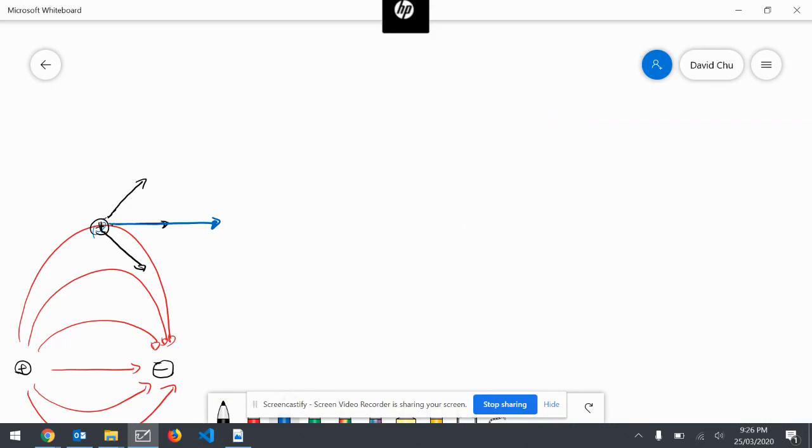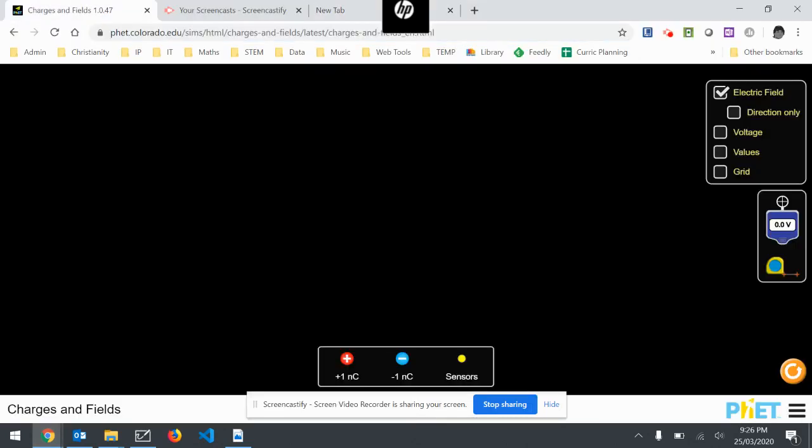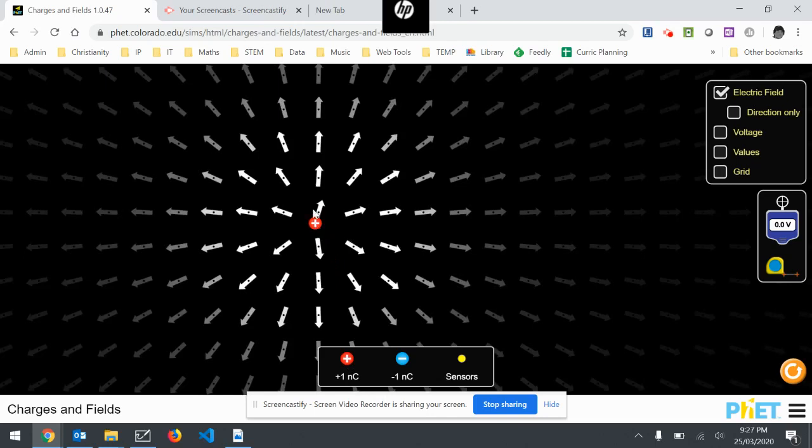So what happens if you have two point sources that are of the same charge? Say you've got a positive charge there, a positive charge there. And what happens if you're going to have a charge somewhere in between? As you can see from the simulation over here, if you have a positive charge here, the result is fairly predictable, as we've seen before.